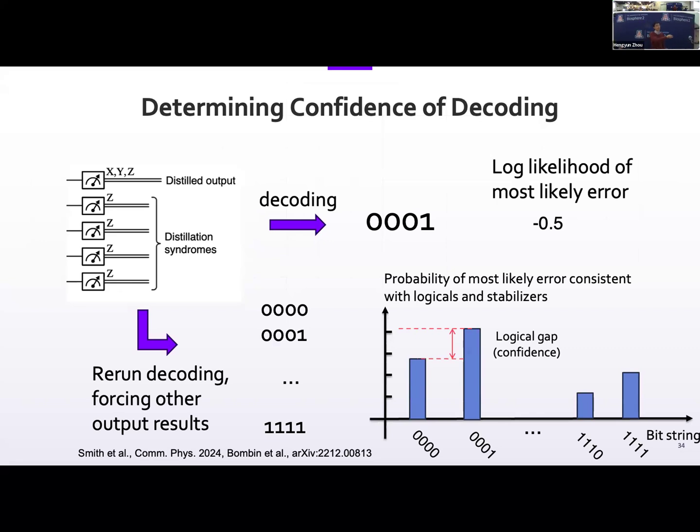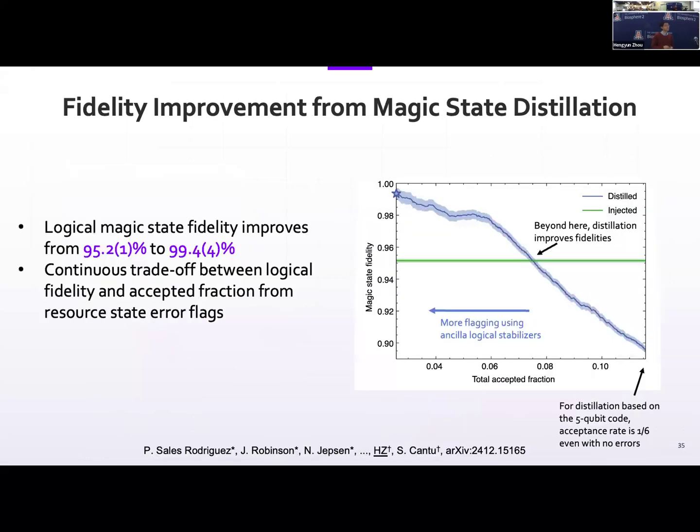If this gap is very large, then we're pretty confident that we chose the right thing. Whereas if this gap is a lot smaller, then maybe we're a little bit less certain, and so we might be more inclined to throw out that shot. So using these tools, we can examine the resulting fidelities.